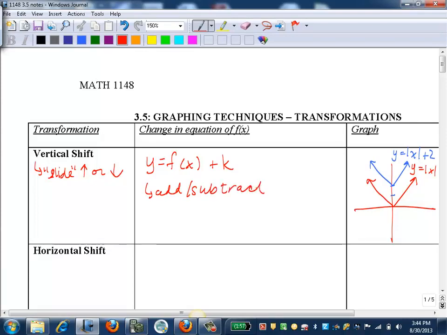So if we add or subtract, and notice we're adding that 2 in this example outside of the grouping symbol. The grouping symbol in this case is the absolute value bars. Notice that the 2 is being added outside the grouping symbol and not inside those absolute value bars. That's important. So we're adding or subtracting outside the grouping symbol.